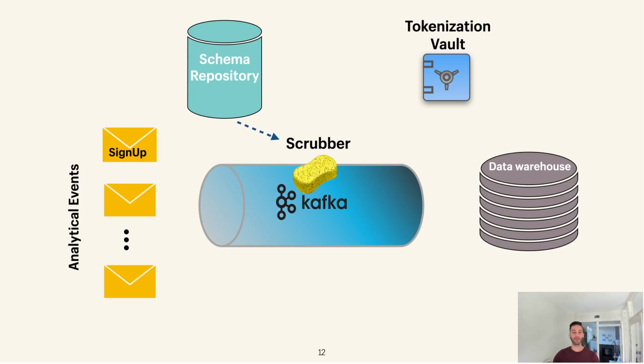So putting all of this together, this is how our analytical platform looks broadly these days. Events get fired from across the platform. They go through our messaging pipeline, and the Scrubber tool uses schemas to apply pseudonymization, and if tokenization is required, sends the PII to the tokenization vault, gets a token back, and rewrites the token into the event, and the tokenized version of the event gets persisted into our data warehouse.